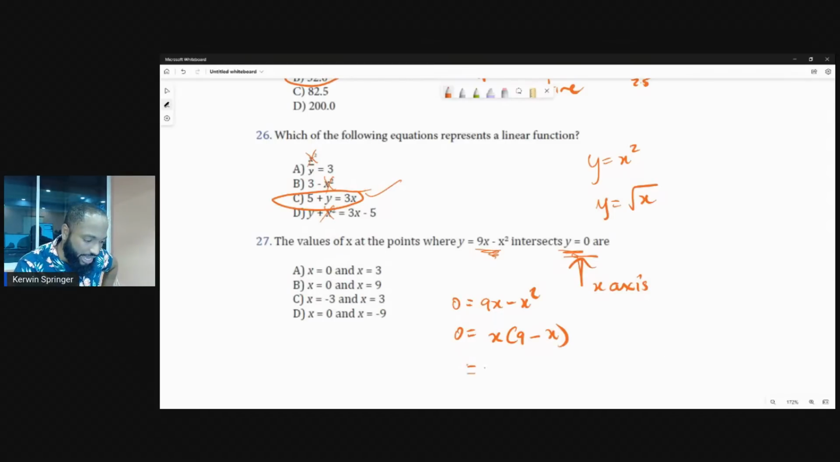So it's either x is equal to 0 or 9 minus x is equal to 0. So negative x is equal to negative 9, x is equal to 9. So it's 9 and 0. 9 and 0, B.